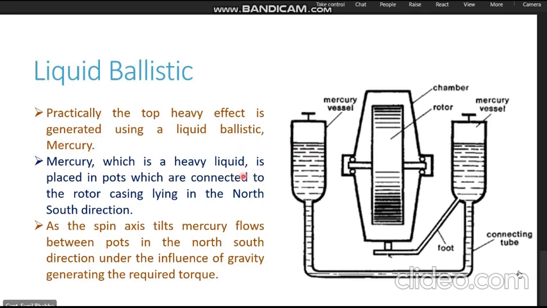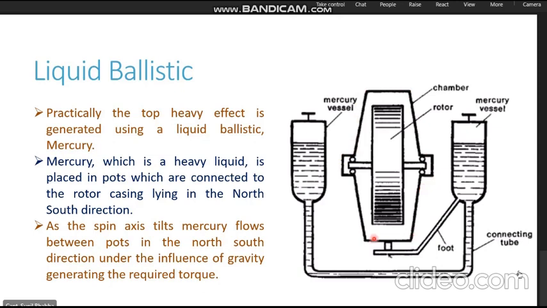Now mercury, which is a heavy liquid, is placed in pots which are connected to the rotor casing. These pots are lying in the north-south direction. Let me try to explain it from the diagram. You see the rotor here. It is again the side profile of the rotor, highlighted by the laser pointer right now. And you see the spin axis here. The spin axis is connected with the casing through these ball bearings. You see these two ball bearings, one here and the other at the south end. And this dark black line represents the casing.